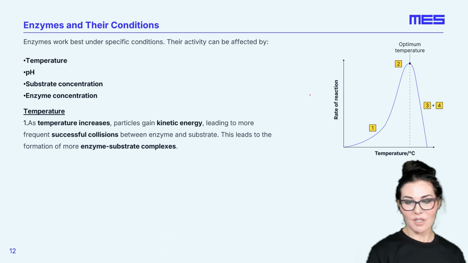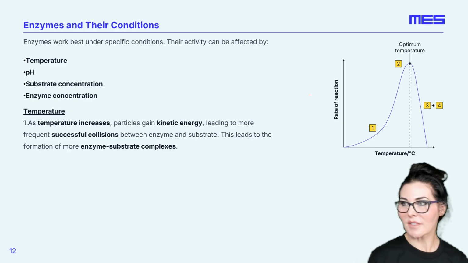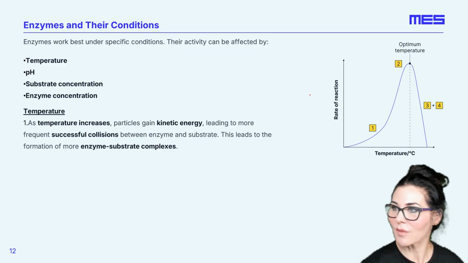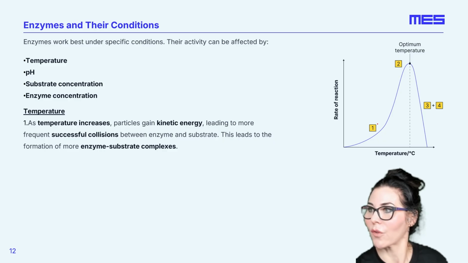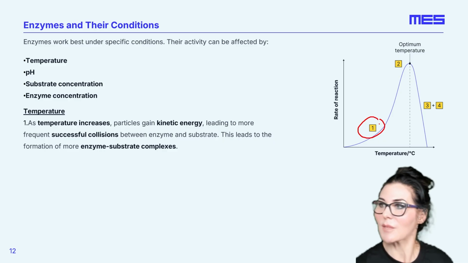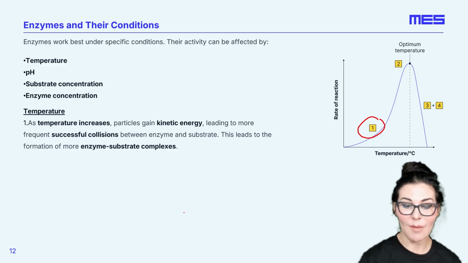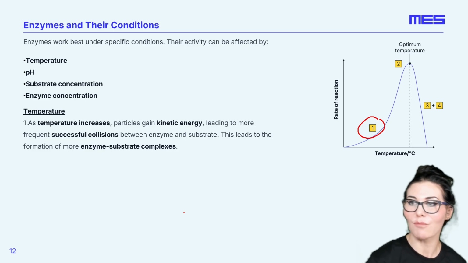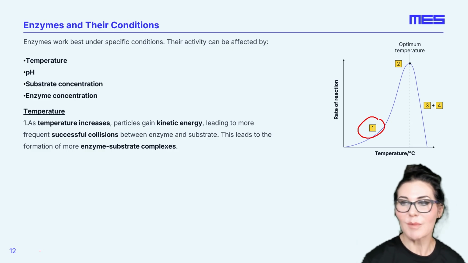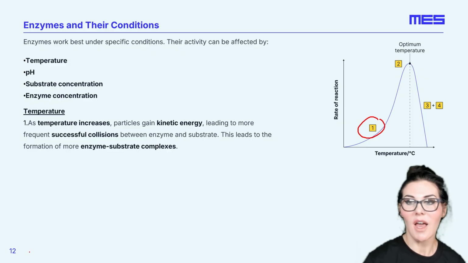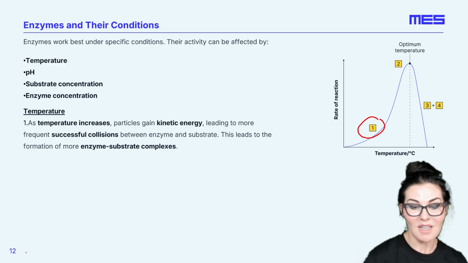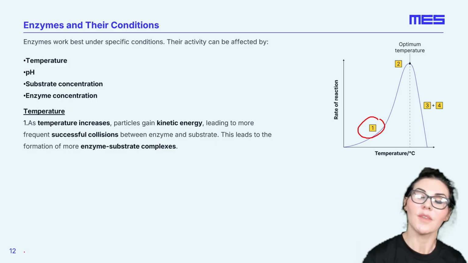What about temperature then? The graph on the slide is showing you that temperature is going up and up, and so is the rate of reaction at point 1 on the graph. That's because as you heat the enzyme and its substrate up, they're both going to have more kinetic energy, which means they're going to move more frequently and collide more often, and enzyme substrate complexes are going to form more often. So the reaction is going to get faster and faster as that temperature goes up.